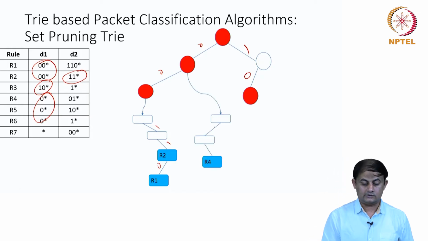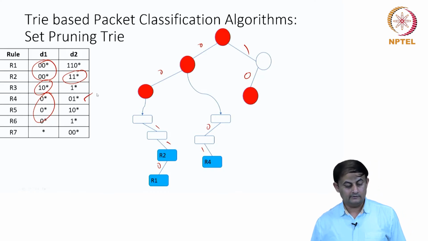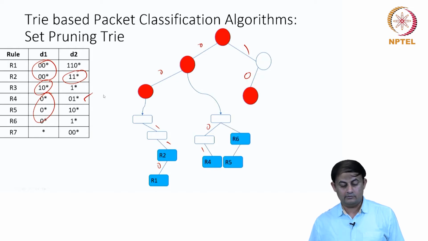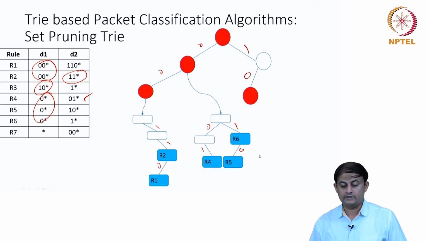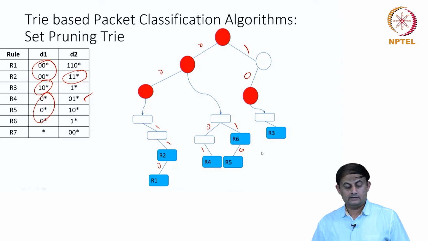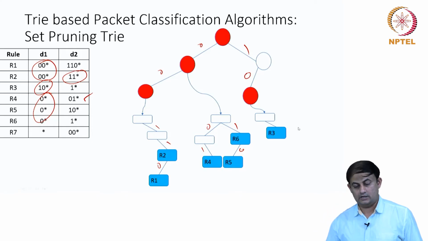And on the 0 star, when you read a 0 followed by a 1, it is R4. And on the 0 star, when you read 1 followed by 0, this is the node R5. And if you happen to read only 1 star, then it is the rule R6, which is actually used for classification. And then if you read 1 followed by 0 and then a 1 star, that will take you to the node R3.